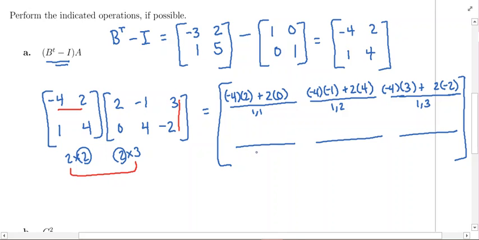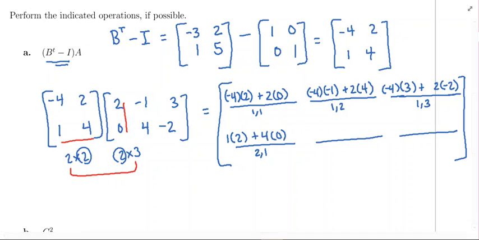Moving on to the second row. This position is the second row, first column, so we have to change up what we're doing the dot product of. We're doing the second row, first column: 1 times 2 plus 4 times 0. Then we do the second row, second column. We need the second row, but now the second column instead. So this is going to be 1 times -1 plus 4 times 4.